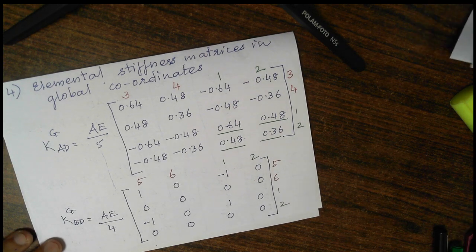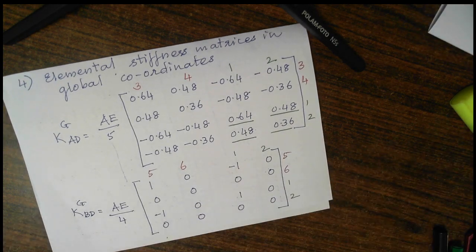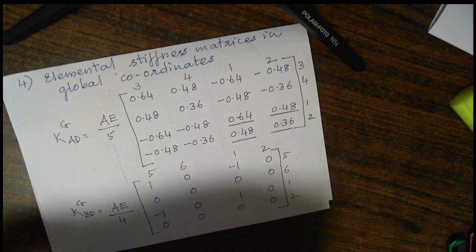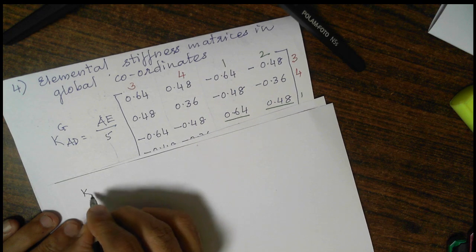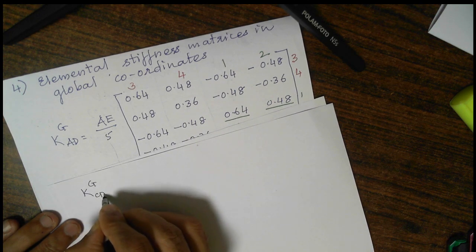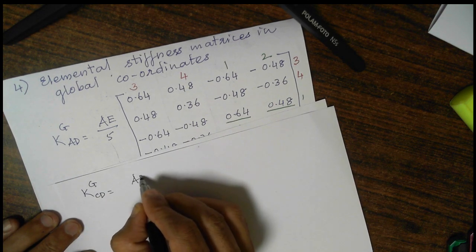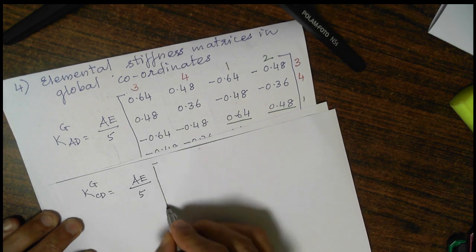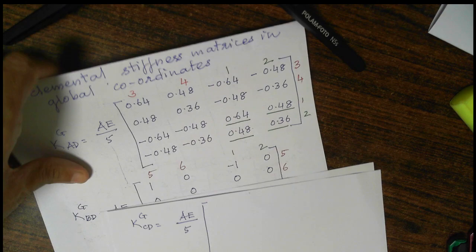Now I am writing the global stiffness matrix for member CD. So K global CD is equal to AE upon L, and I know L of CD is 5. For that I need to refer to the member data. The member data is with me. This is the member data.